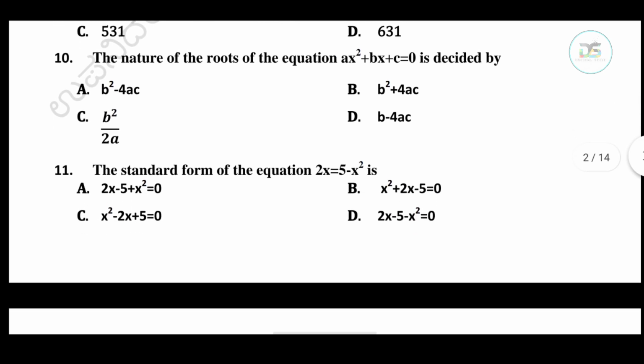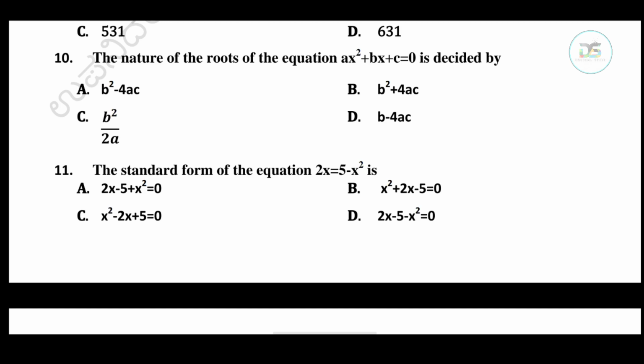Next question. The standard form of equation 2x = 5 − x² is. Options are 2x − 5 + x² = 0, x² + 2x − 5 = 0, x² − 2x + 5 = 0, 2x − 5 − x² = 0. Here the right answer is option B, x² + 2x − 5 = 0. Since here the standard form of quadratic equation is ax² + bx + c = 0.